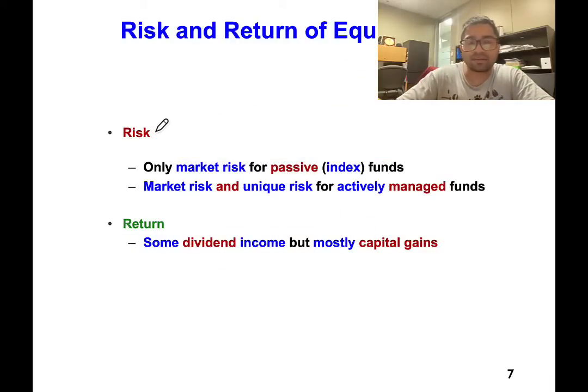Then risk and return. Risk in an equity fund: only market risk for passive funds, market risk and unique risk for actively managed funds. So growth and normal equity funds have market and unique risk. Passive funds only have market risk. Returns: some dividend income, but mostly capital gains.